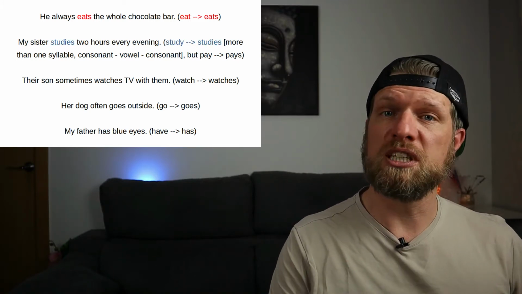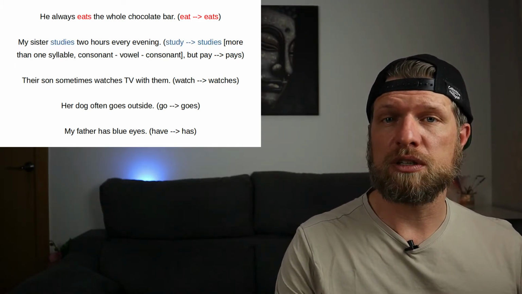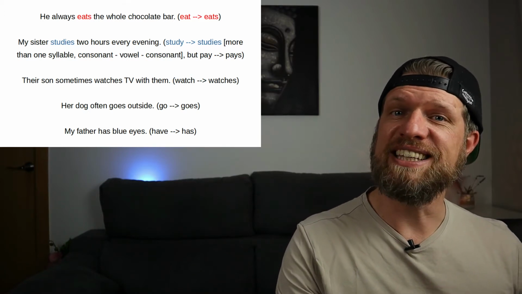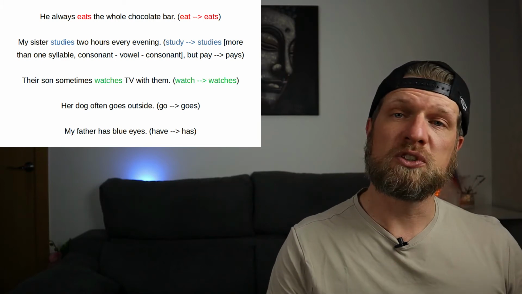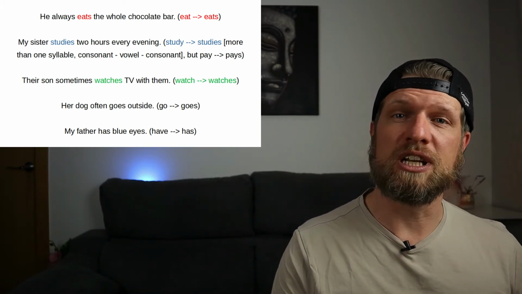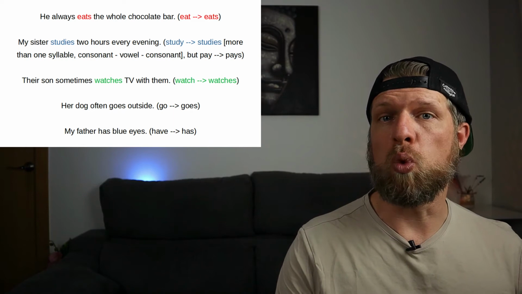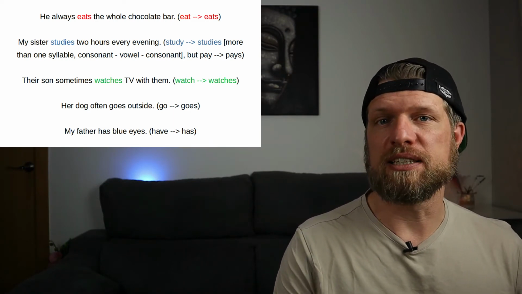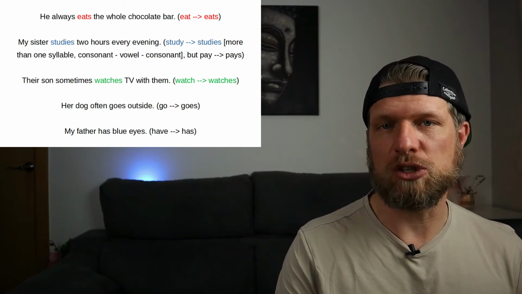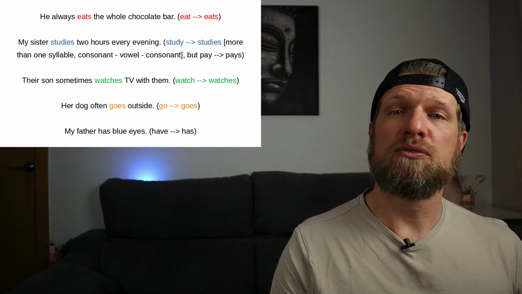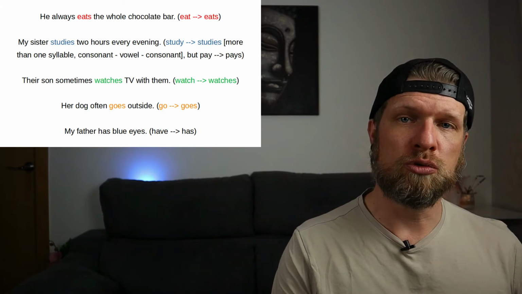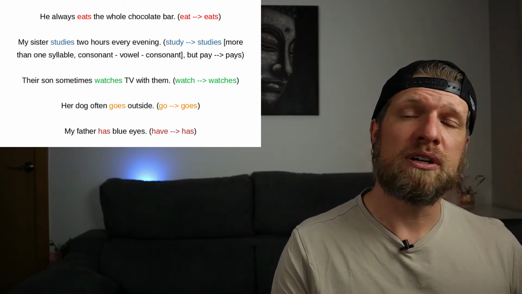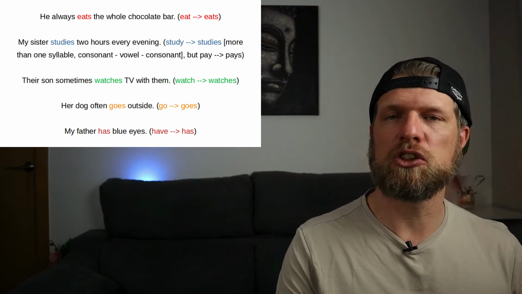Verbs with more than one syllable ending in y need to change the y to i, and we add es at the end. Verbs whose last sound is related to s, like watch or kiss, add es at the end in the third person singular. Similarly, verbs like go or do also add es at the end, and have becomes has in the third person singular.